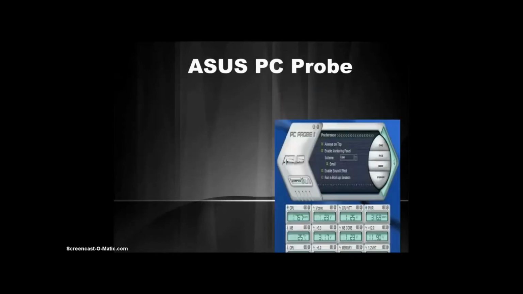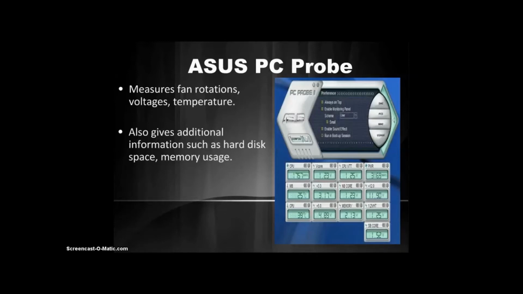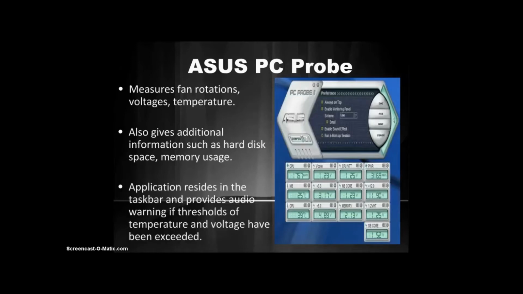The PC Probe. It is a simple utility that monitors vital information in a computer such as fan rotation speed, voltage and temperature. It also gives additional information such as hard disk space, memory usage, etc. The application resides in the taskbar and provides audio warnings if thresholds of temperature and voltage have been exceeded.